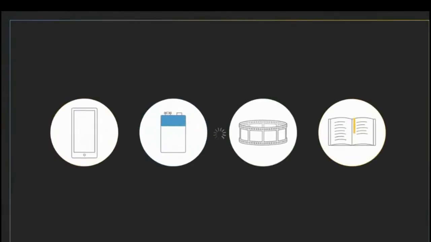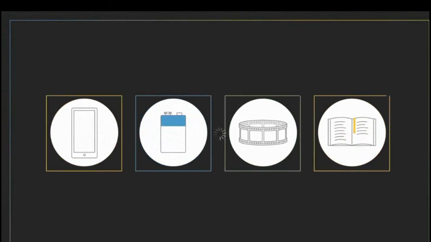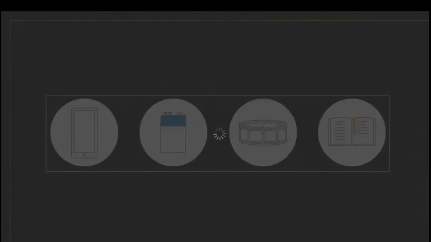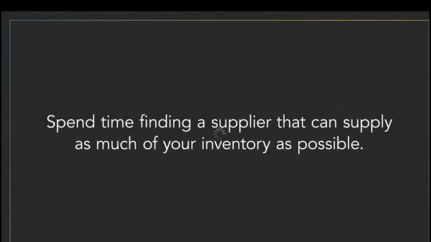The downside is you'll have to handle complicated shipping logistics. If you have an order with 4 items and each comes from a different supplier, that's going to cost you 4 times as much as an order from one supplier. Keep in mind, your customers don't know that you're shipping from 4 different suppliers. To mitigate this, you want to spend time finding a supplier that can supply as much of your inventory as possible. And if you're really lucky, work with just one supplier, so you don't have to worry about hiding multiple shipping costs.